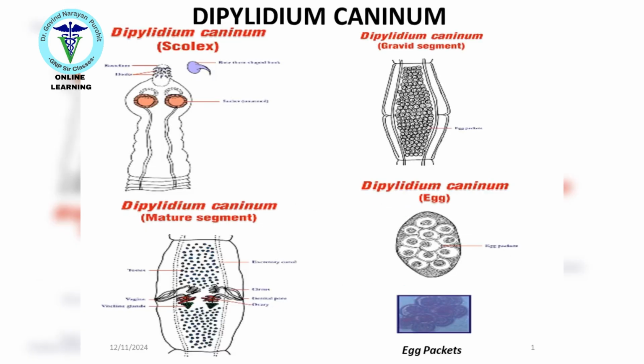The life cycle of Dipylidium caninum involves gravid segments being passed in the feces or spontaneously leaving the host. Eggs are ingested by larval fleas, where they develop into cysticercoid larvae. Dogs and humans become infected by ingesting infected fleas.